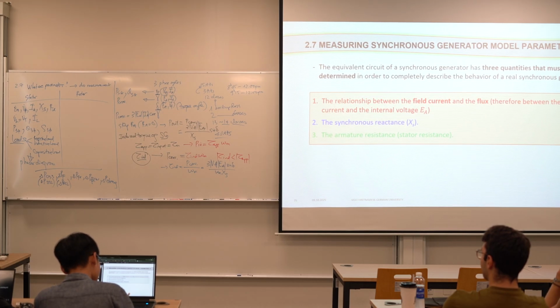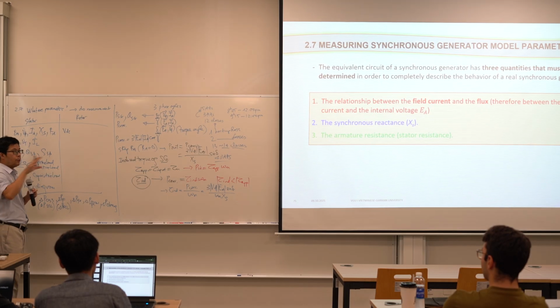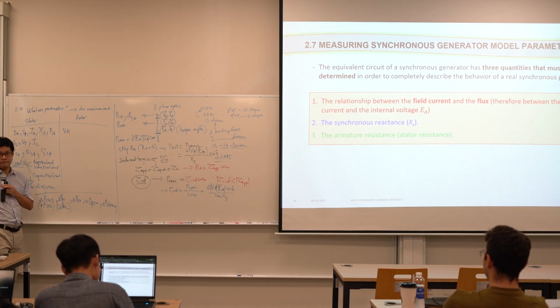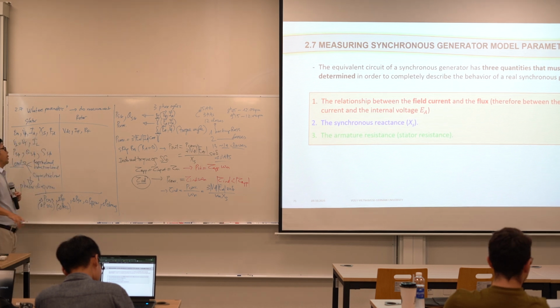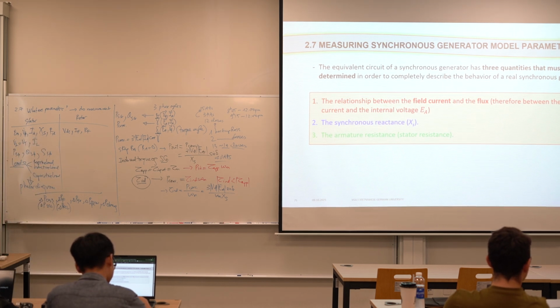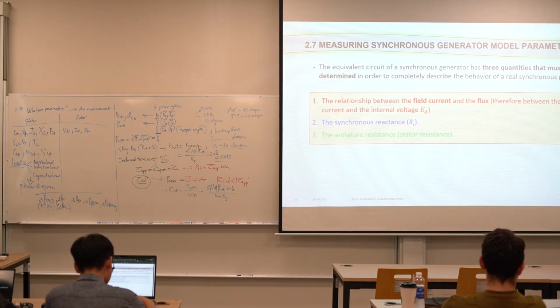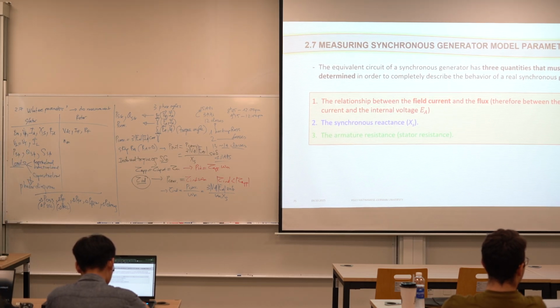For rotor, we have what? We have V DC, because we supply DC voltage into the rotor winding, right? We have IF, we have RF. What else? We have rotor speed, right?